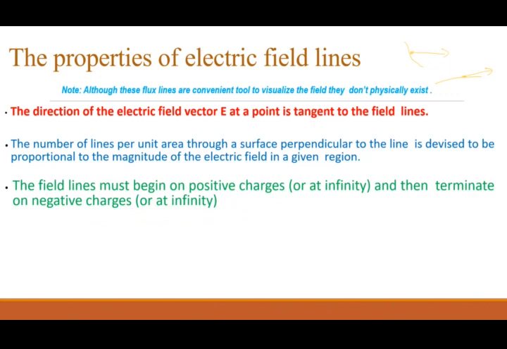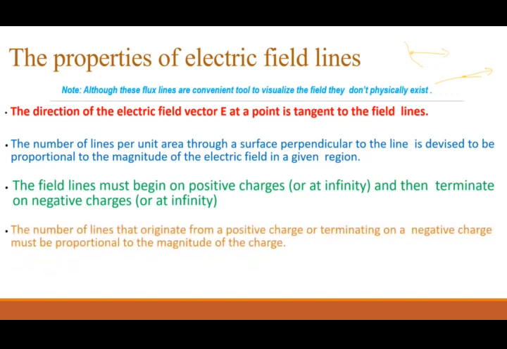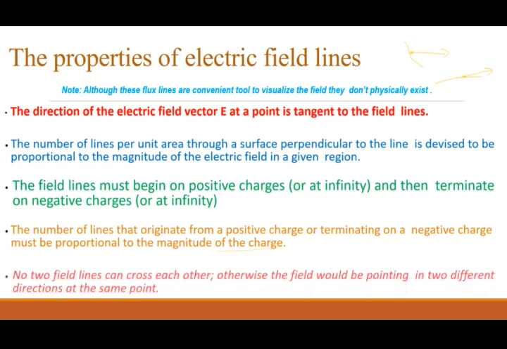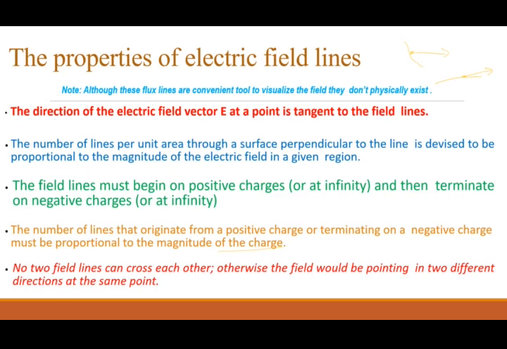Next, the field lines must begin on positive charges or at infinity and then terminate at negative charges or at infinity. The number of lines that originate from a positive charge or terminating on a negative charge must be proportional to the magnitude of the charge. A 1 coulomb charge should have double the number of lines compared to half coulomb.